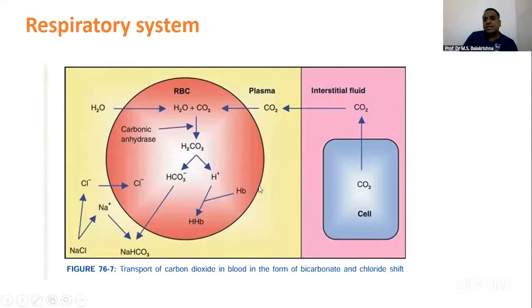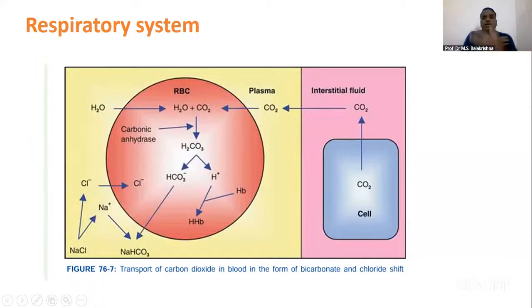Inside the RBC, there is H2O and CO2. So H2O plus CO2 will form H2CO3, carbonic acid. H2CO3 is highly unstable, so it will break down into H+ and HCO3-. And outside the RBC, you have NaCl. NaCl will break down into Na+ and Cl-. So HCO3- is inside the cell, Cl- is outside the cell, the RBC.